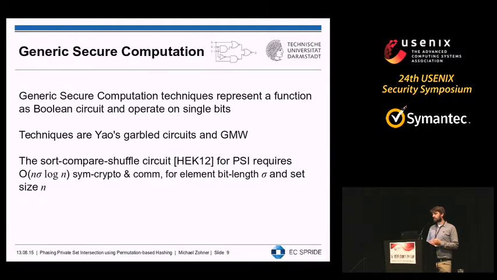The current most efficient protocol or circuit description for the private set intersection functionality was given by Huang, Evans, and Katz at NDSS '12, and requires around n sigma log n symmetric crypto operations, where sigma is the bit length of the elements.